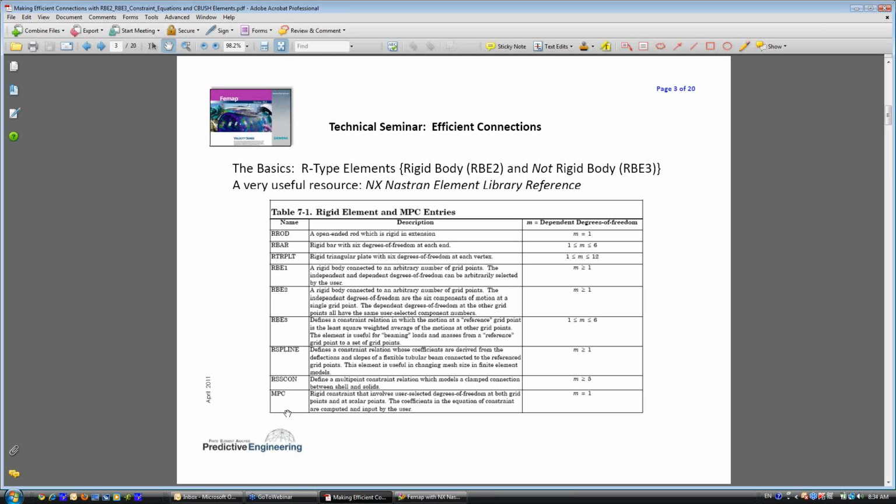What I want to introduce is the concept that all of these connection technologies are just multi-point constraints, MPCs. They're just different formulations. Think of them as hard-coded, coming with their own coefficients. In the preprocessor, where you're creating your rigid body elements, it's just putting in the coefficients for you. But if you're very clever mathematically, you could handwrite them all as multi-point constraints.